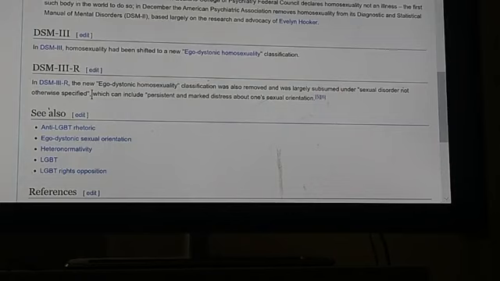Sexual disorder, which can include persistent and marked distress about one's sexual orientation.